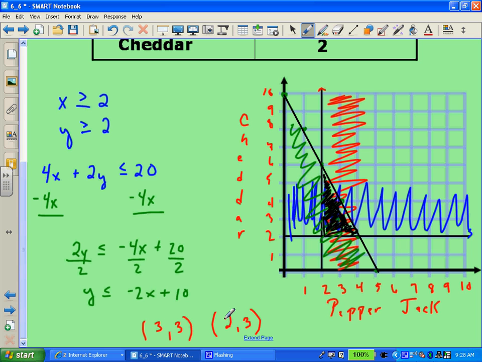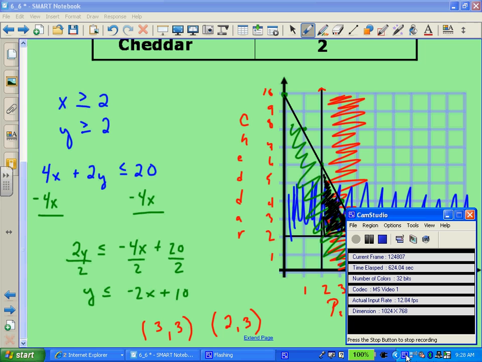Okay? So that's with story problems. They get a little more complicated because you might have horizontal and vertical lines in there. But they're kind of fun. So, as always, let me know if you have any questions.